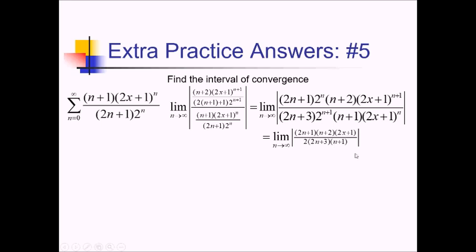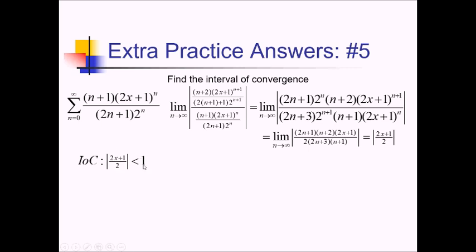So we have absolute value of 2x plus 1 over 2 when all is said and done. Now for the series to converge, this nth ratio has to be less than 1. So we'll set the absolute value of that less than 1 and solve for x to get the interval of convergence, at least the temporary, the first draft of the interval of convergence.